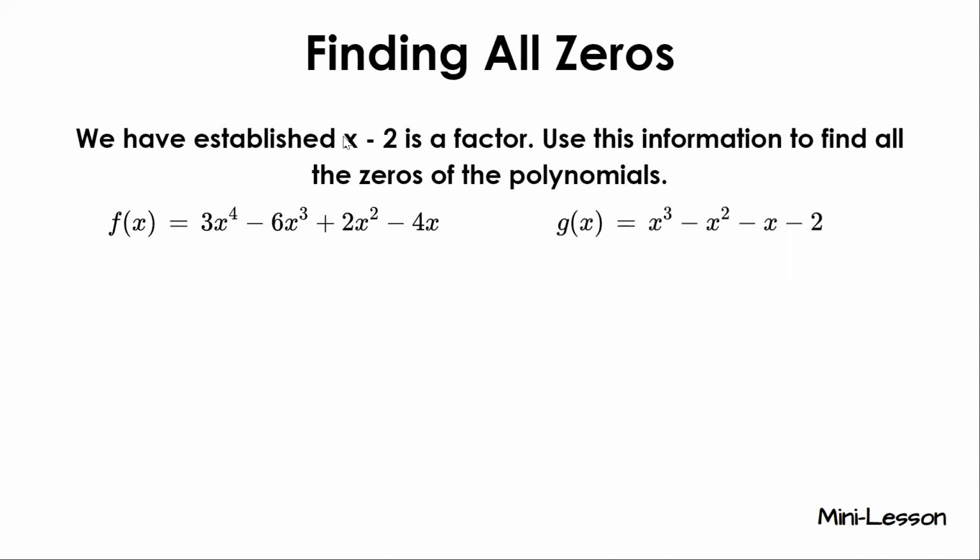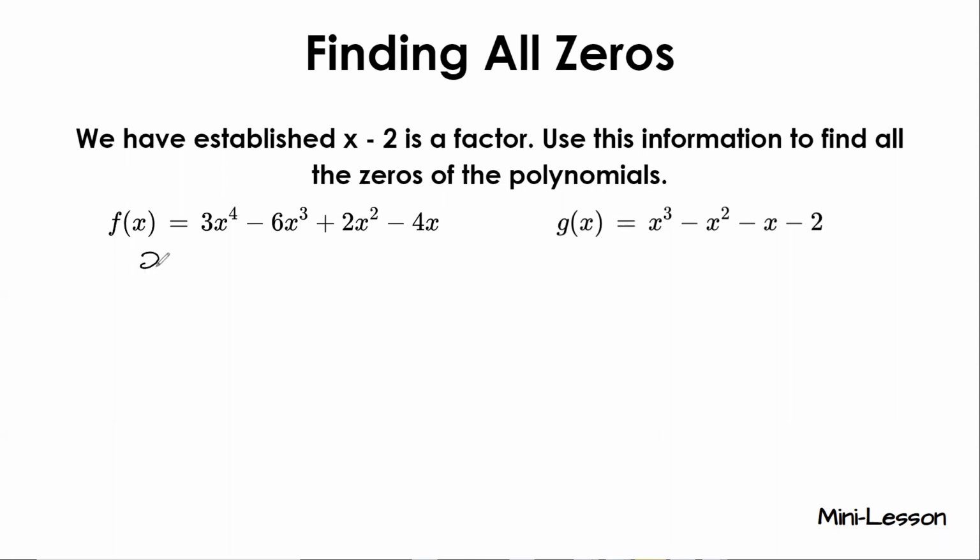Okay, we know that x minus 2 is a factor. Now we're taking the information that we've learned. All right, ready? This is the hard part. So we learned the easy part. Now it's going to get a little bit more challenging. We've established that x minus 2 is a factor, so we're going to use the information to find all the zeros of the polynomial. Okay, so what you're going to do with this is why we like synthetic division.